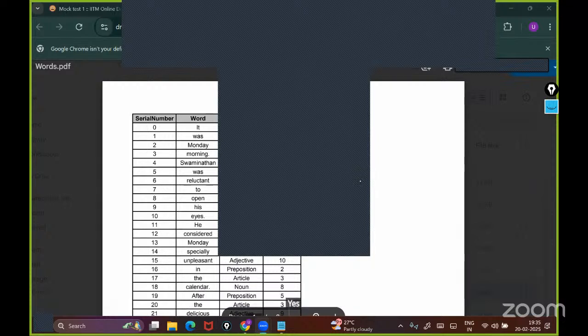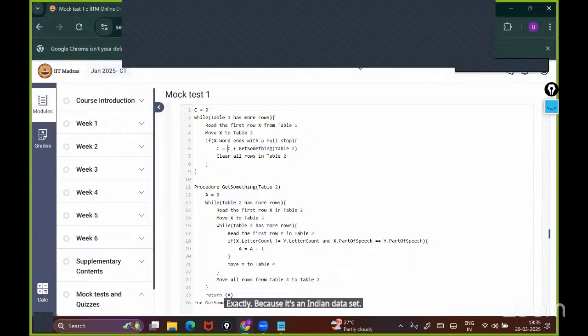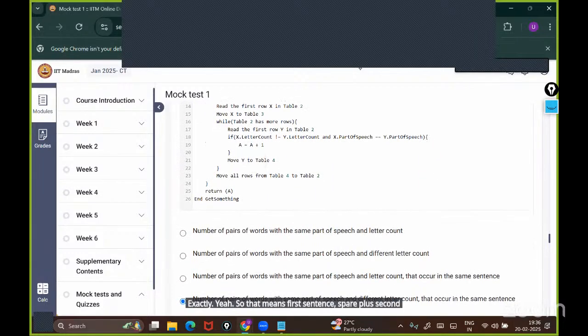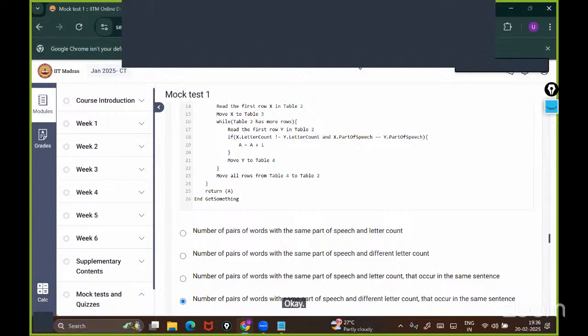Yes, because the loop will continue after the first sentence and then after the second sentence, till we complete the entire data set, the whole paragraph. Exactly. So that means first sentence pair plus second sentence pair plus third sentence pair. That's why I chose option number 2. Because here we are checking for the same part of speech and different letter count.